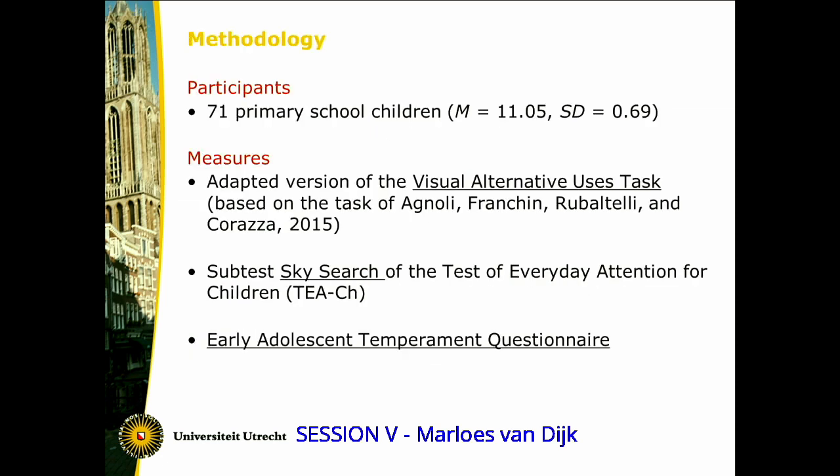So the methodology. 71 participants were part of our study. They were all part of grade 5 or grade 6 with a mean age of 11 years old. So we used an adapted version of the visual alternative uses task, and we changed the computer task into a real life task. Furthermore, we administered a subtest of the TEACH, the sky search, in which children needed to find similar spaceships as fast as possible. And we also administered a questionnaire on executive functioning.